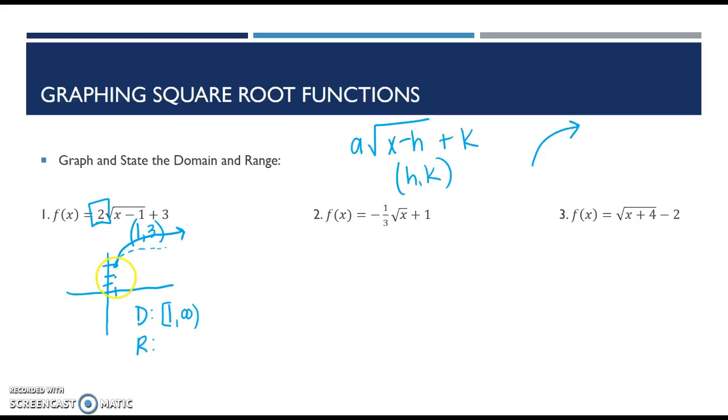The range, in this case, I have no y values until I get to my graph. So at 3, I have a y value, and then it's going to go up forever. So it's 3 to infinity.